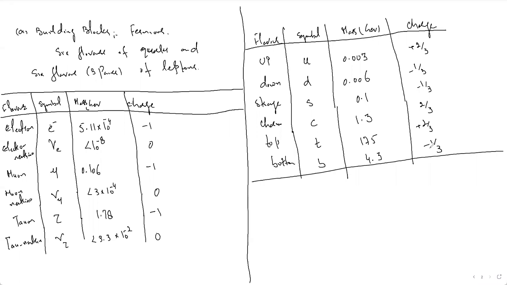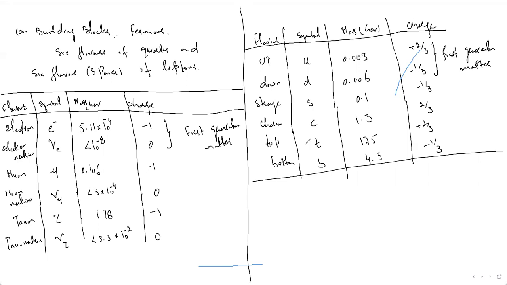Now if you look at these two tables, the first two flavors here and these two flavors here, that is up, down, and here electron and electron neutrino, they are known as the first generation. They are known as the first generation matter. Here is again known as the first generation matter. Fine.